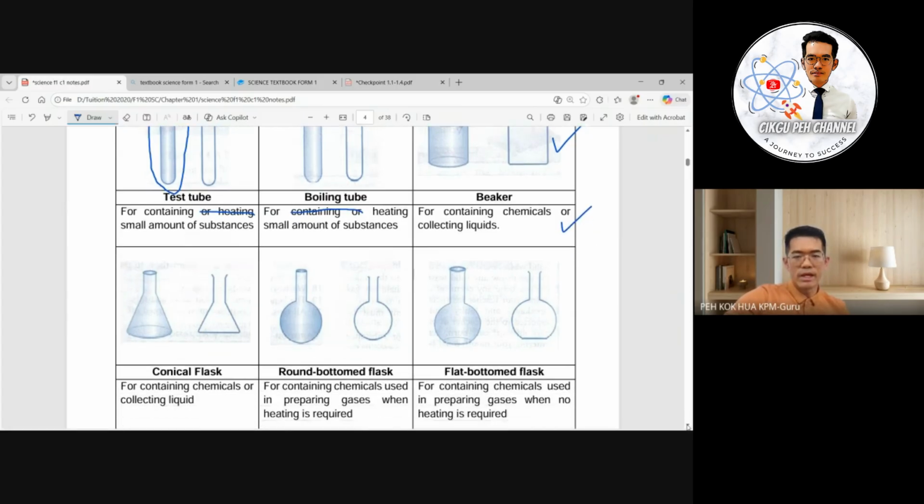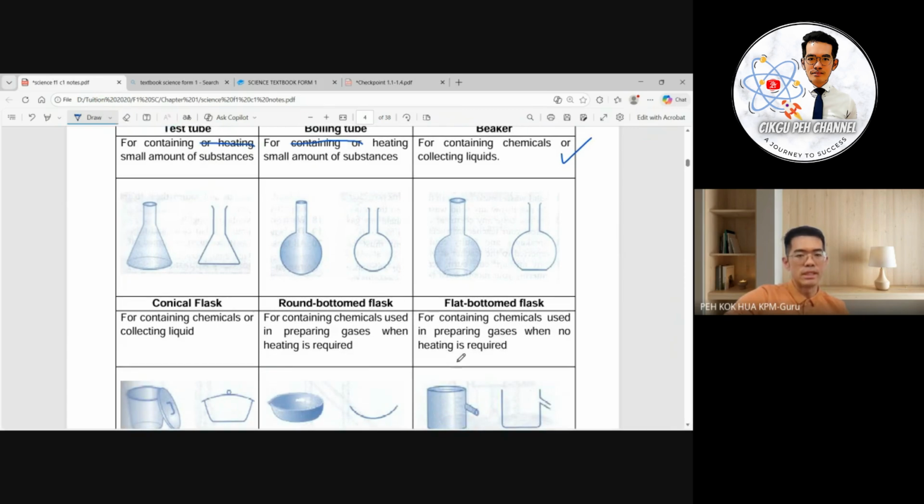Okay, then the flasks are classified into 3 different types. You can see here first will be the conical flask, containing chemical or collecting liquid. Round bottom flask, you can see the base is round shape. So the purpose will be containing chemical used for preparing gas when heating is required. When heating is required, we use the round bottom flask.